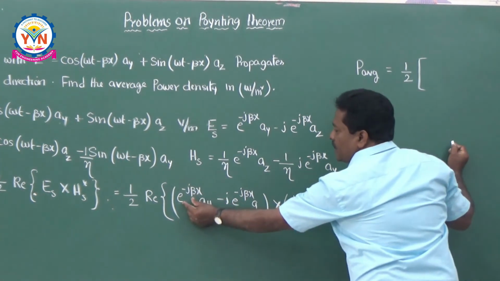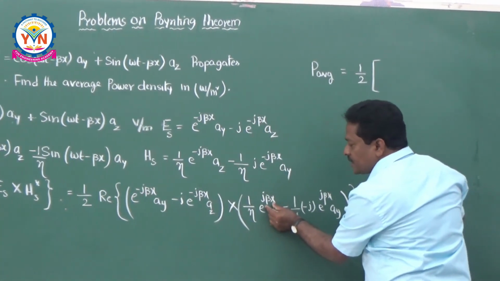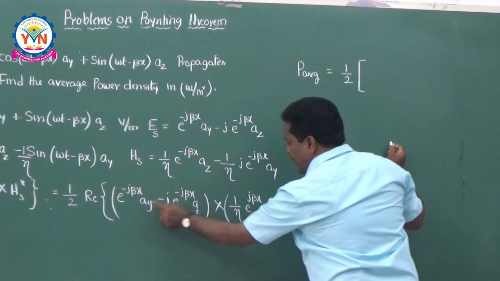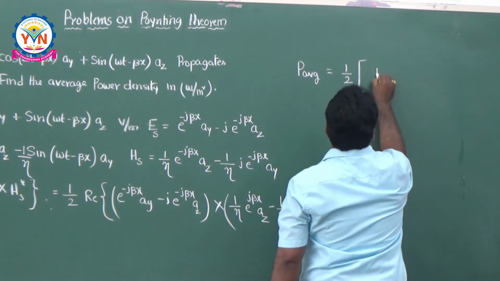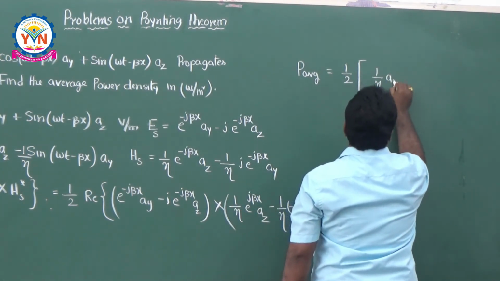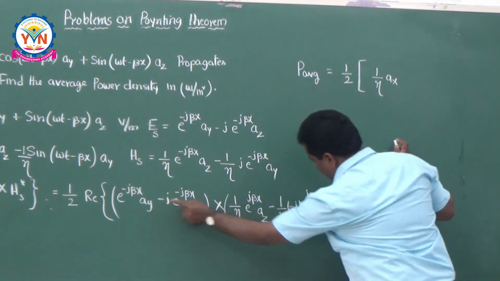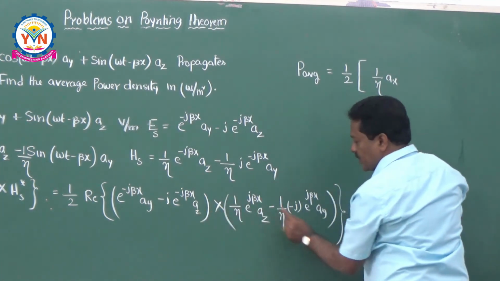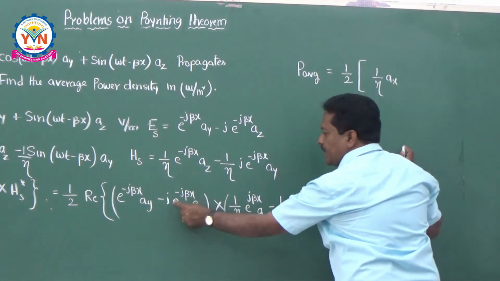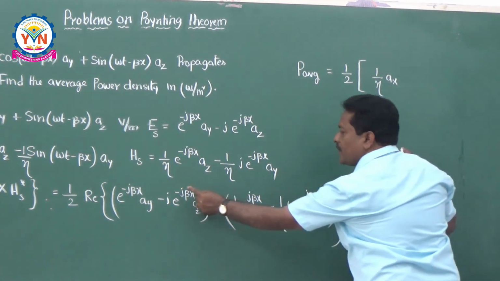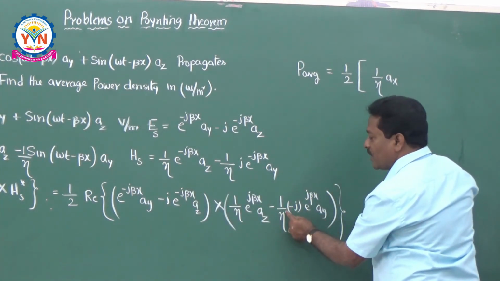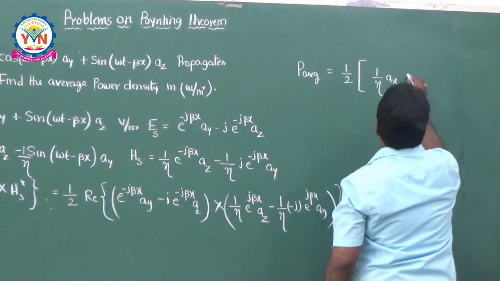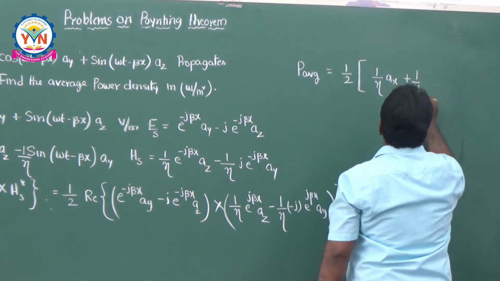e to the power of minus j beta x, e to the power of plus j beta x means it is minus j, it is plus j, e power 0, 1. So 1 by eta. Ay cross az is nothing but ax. That means 1 by eta into ax. And similarly, ay cross ay is 0 and az cross az is 0. Now you take these two terms 1 by eta. So j into j means plus 1 and e to the power of minus j beta x and plus j beta x is 0. So once again az cross ay is nothing but minus ax. That's why once again you are going to get 1 by eta into ax.